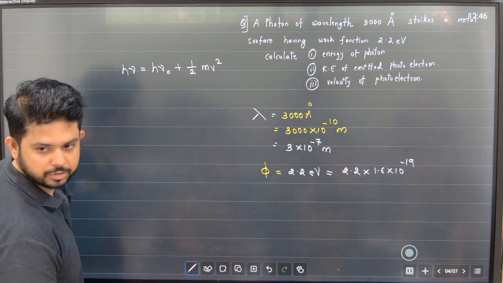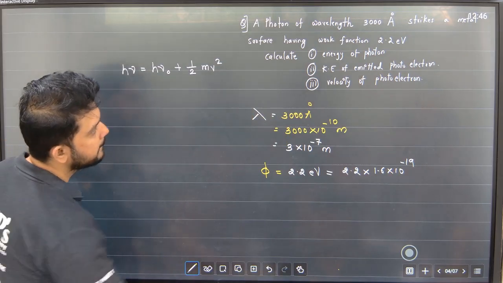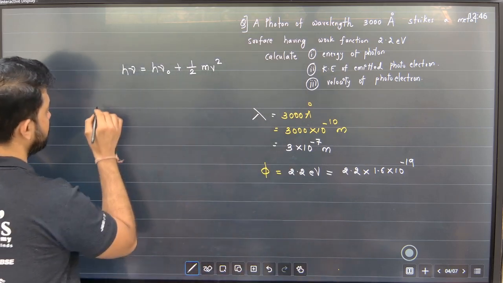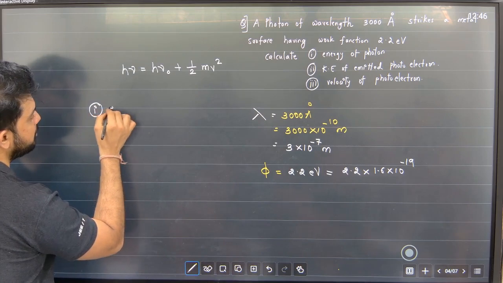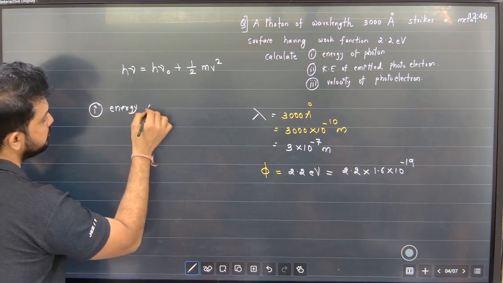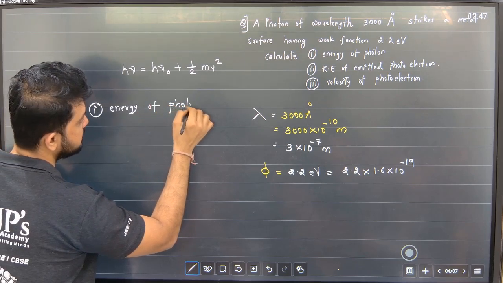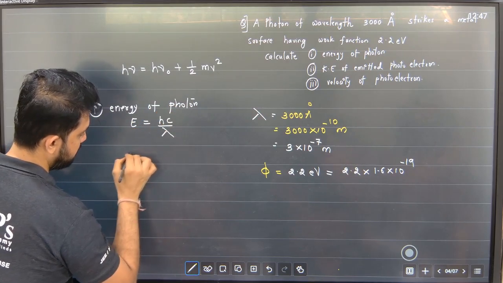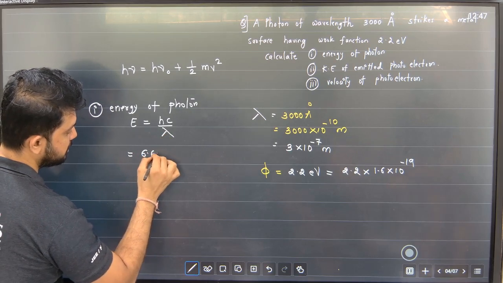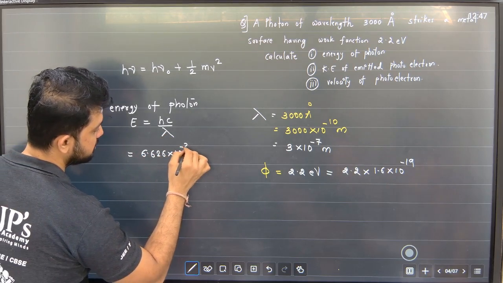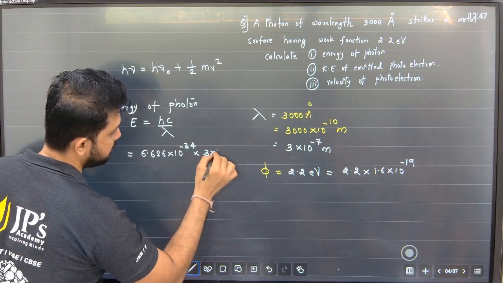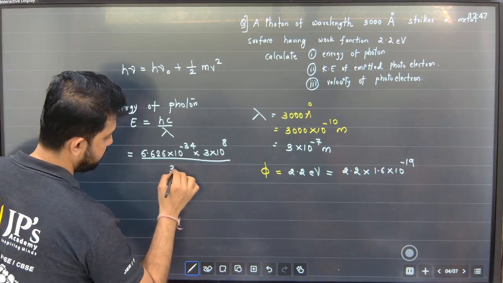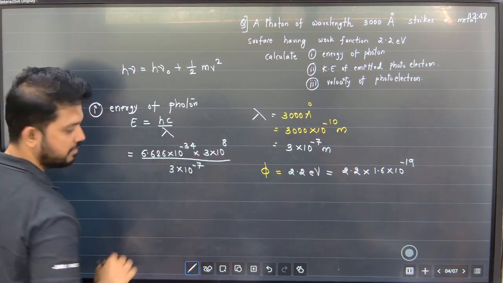Then it will get converted to joules. Okay. What do we have to first calculate? The energy of the photon. What is the formula for energy of photon? Excellent. That is hc by lambda. How much is h? 6.626 into 10 raised to minus. How much is c? And how much is lambda? 3 into 10 raised to minus 7.